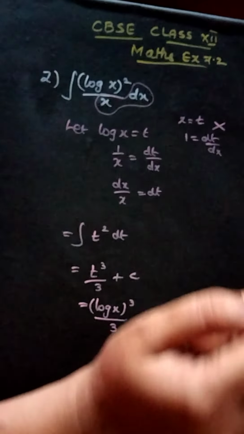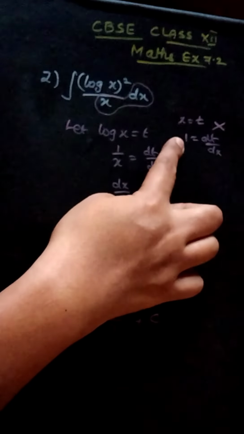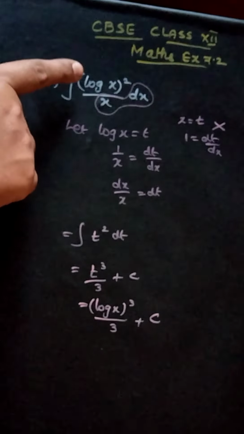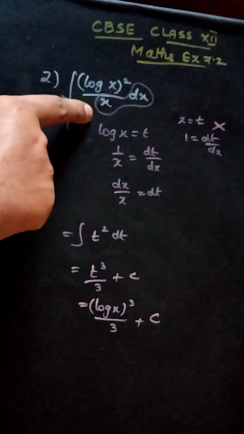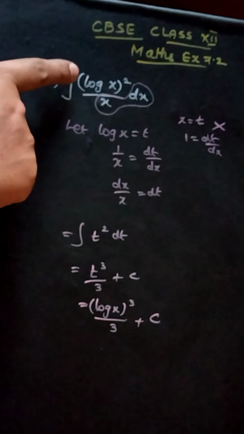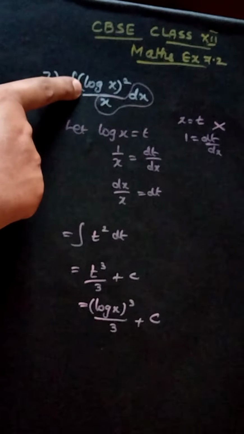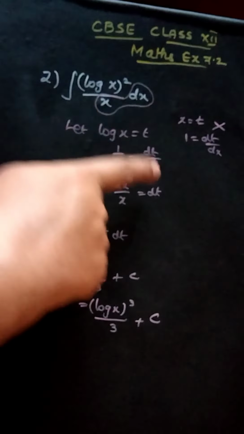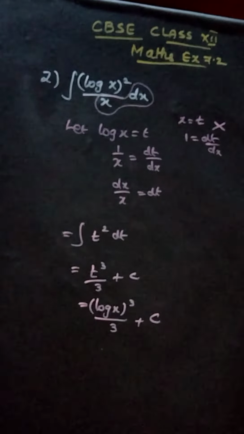When we are taking the term as t, check whether we get the derivative for the other part. If you are going to take the denominator as t, when you differentiate, you should get the numerator. Or if you are taking the numerator as t, check whether you are getting the denominator as derivative. Or else we cannot solve the question properly.